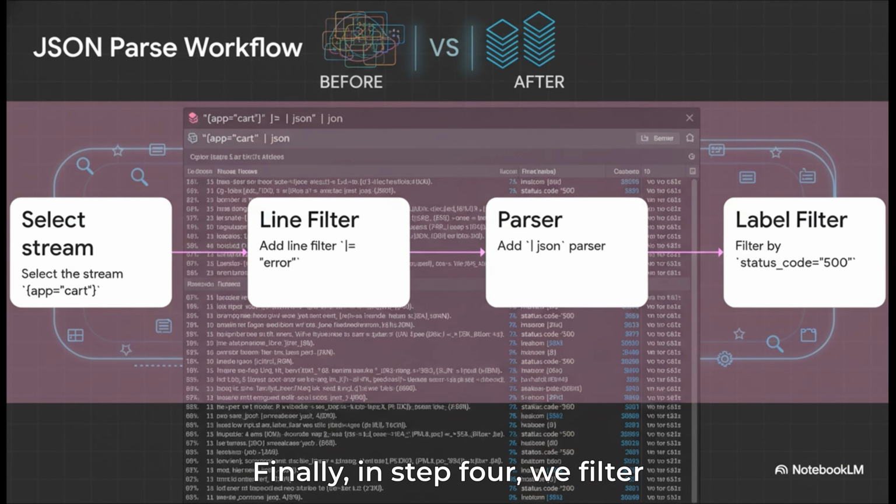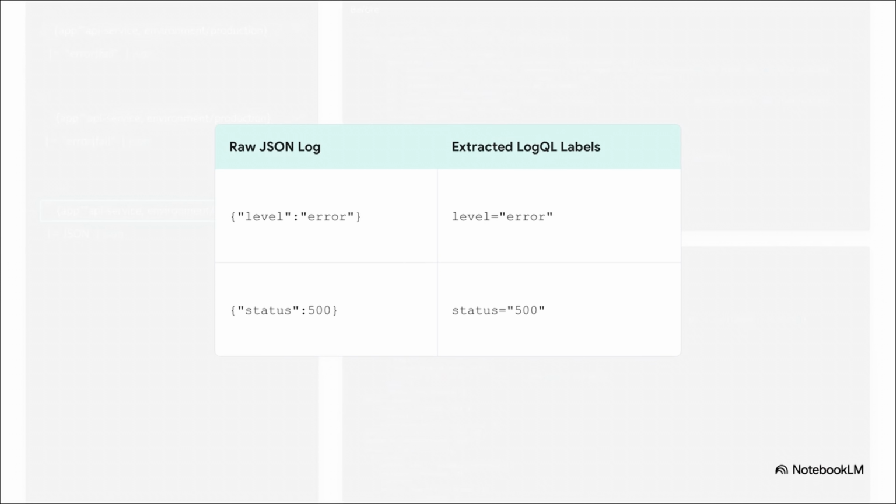Finally, in Step 4, we filter against the newly parsed JSON fields, like status code equals 500. Here's exactly what that JSON parser is doing behind the scenes.